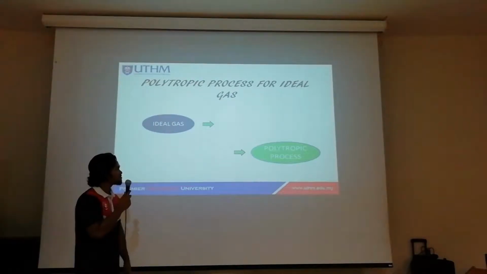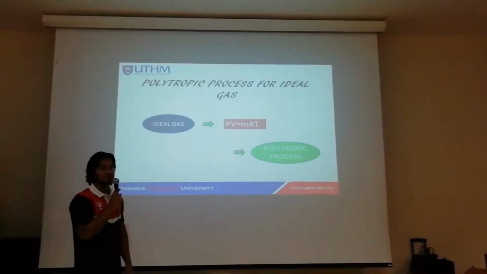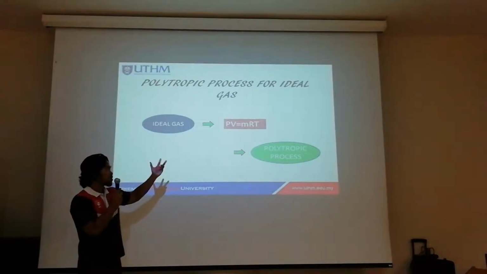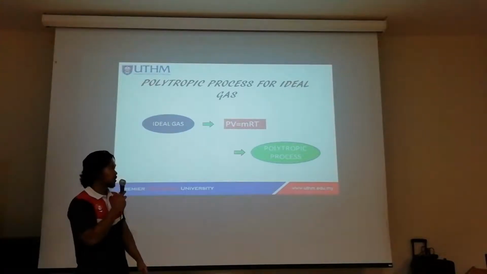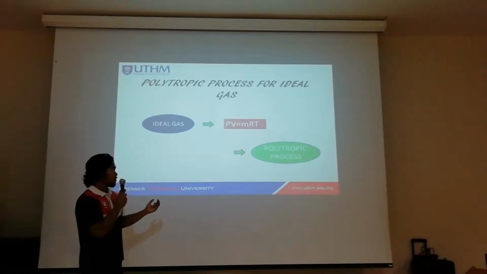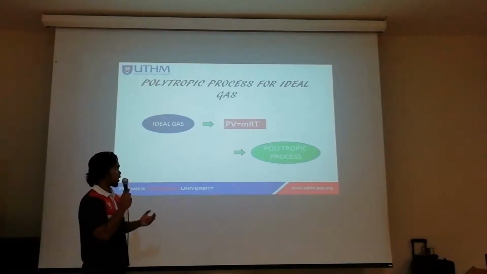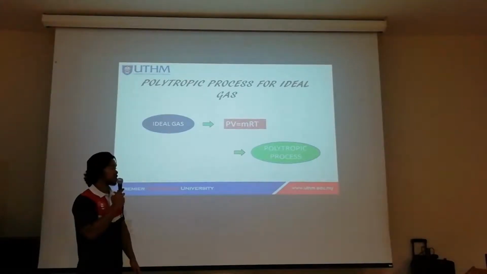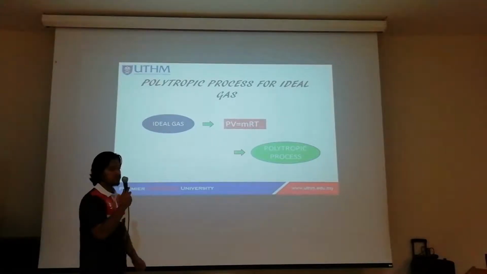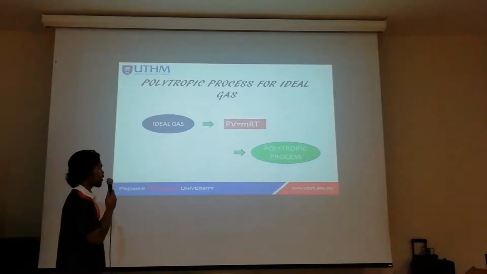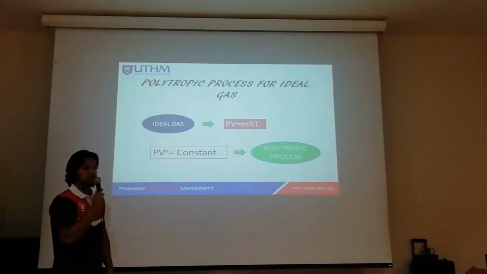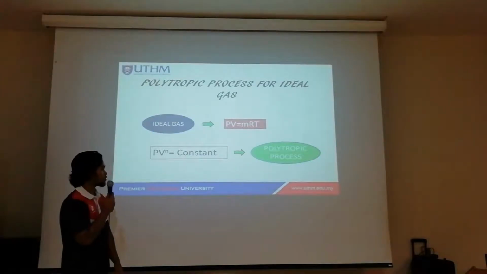For those who don't remember what ideal gas is, it is represented by this equation, which is PV equal to mRT, where P is the pressure, V is the volume of the gas, m is the mass of the gas, R is the specific constant for the ideal gas, and T is the temperature. And like I said before, the polytropic process, I hope you can remember it, is PV^n equal to C, which is constant.